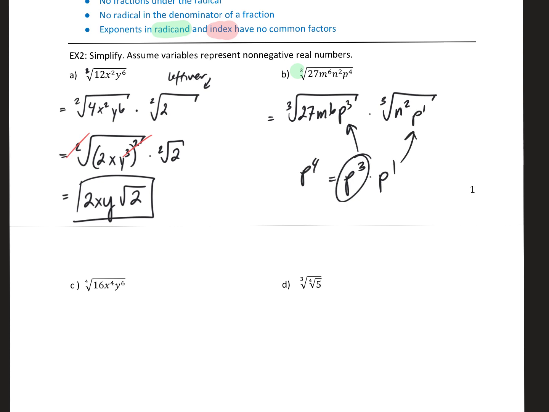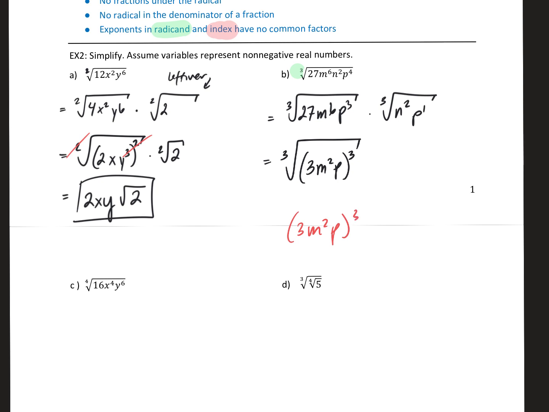Again, you're splitting it up between the ones that can be written into a perfect cube and the ones that are just the leftovers. So now I'm going to rewrite my first radical into something cubed on the inside so then I can show my canceling. Okay, so it's going to be 3m squared p cubed. Let's check to make sure the inside is correct. If I distribute that 3, I'll get 3 cubed, which is 27, m to the 6th, and p cubed. Aha, yes, that is correct.